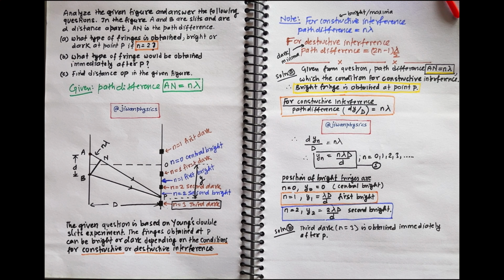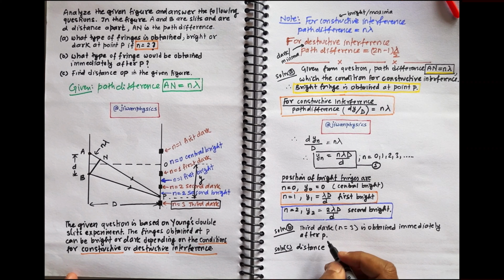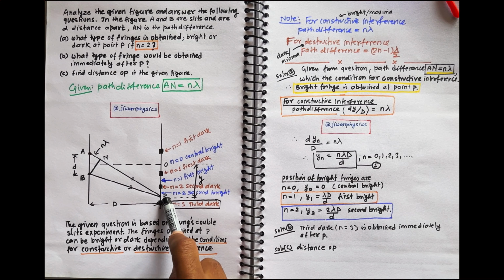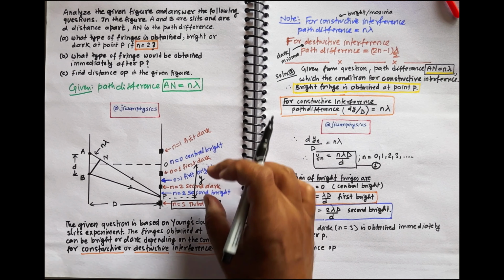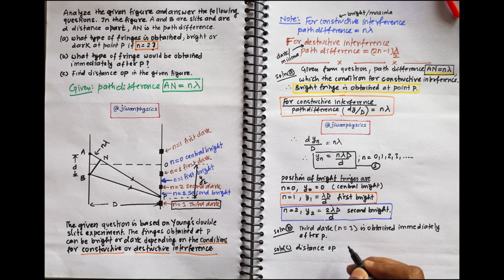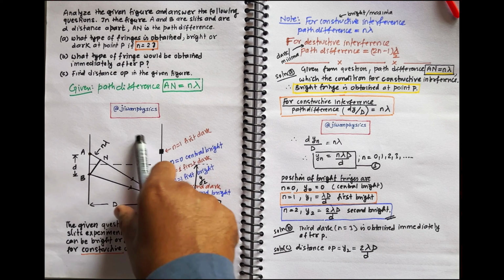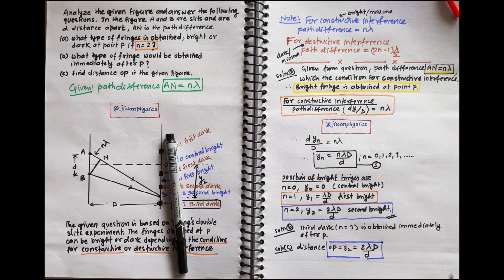Now C, find the distance OP. Solution for C: we are asked to find distance OP. P represents the position of the second bright, and position of the second bright is y2. So distance OP equals y2, and we know y2 equals 2 times lambda capital D by small d. So the distance OP in the figure is this.